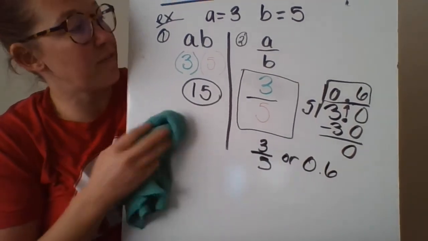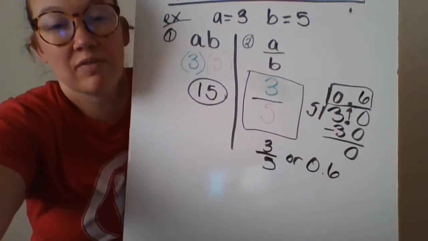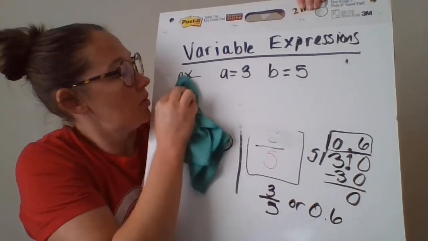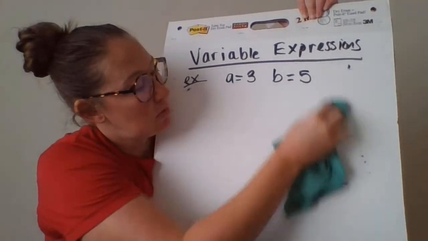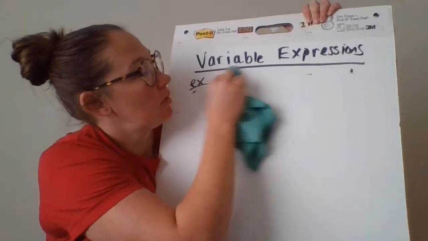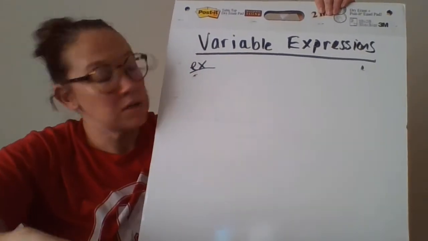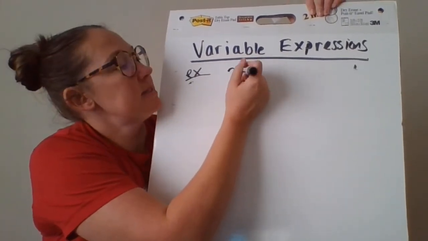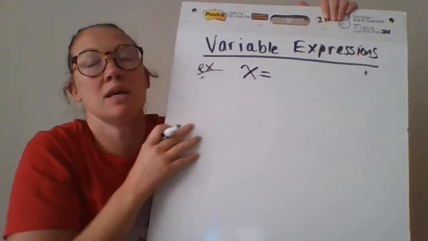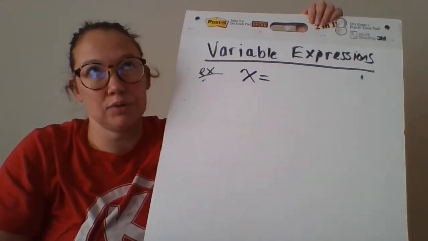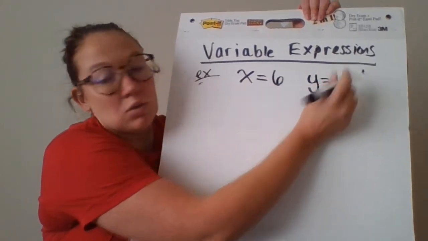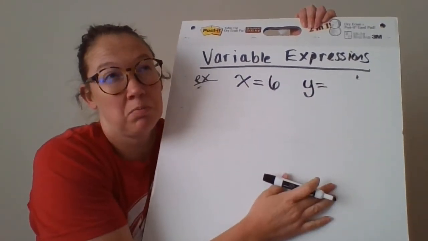All right, we're going to go a little tougher, and I'm going to give A and B some different values here. So let's now say, we're going to use x and y this time. Let's say x is equal to the value 6 and y is equal to the value 4.